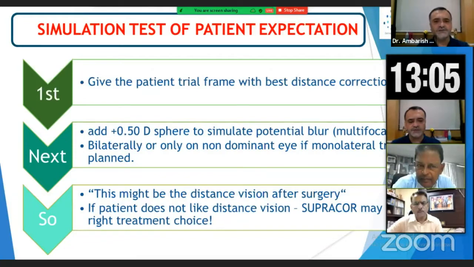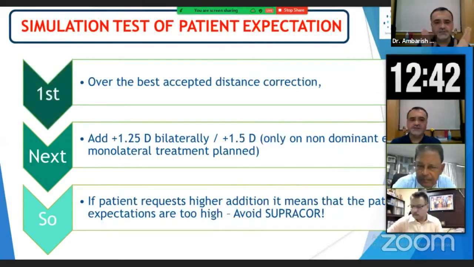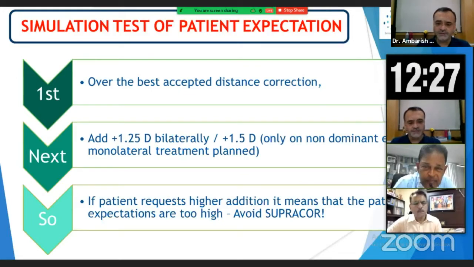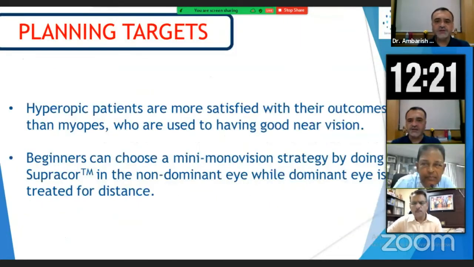The same thing is, again, for near also, once the patient is okay with your 0.5 blur, then add, if you are doing monolateral treatment, then add 1.5, or add 1.25 bilaterally, to get the feel of near vision, what the patient will be experiencing post-operatively. If the patient is not happy with this simulation, then probably the choice means avoid doing SupraCore in these kinds of patients. Hyperopic patients get a very good response with SupraCore compared to myopes.